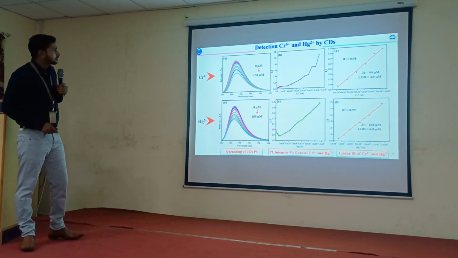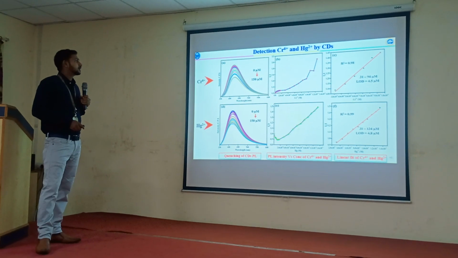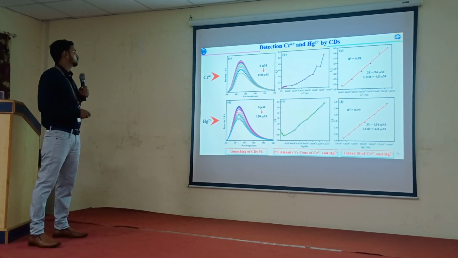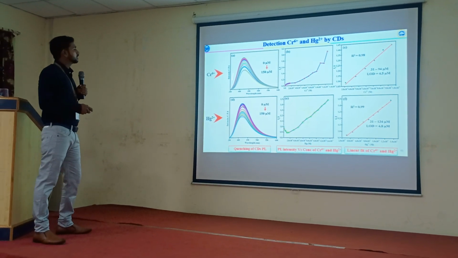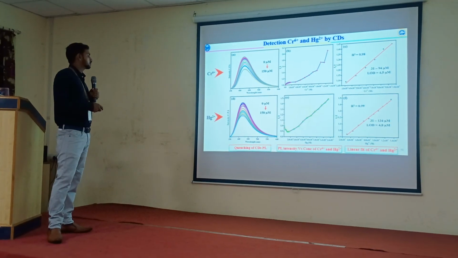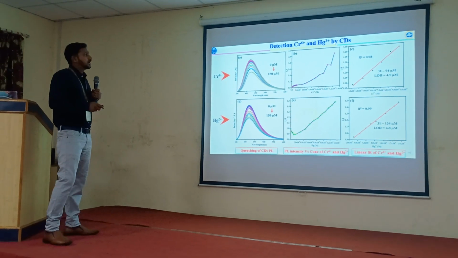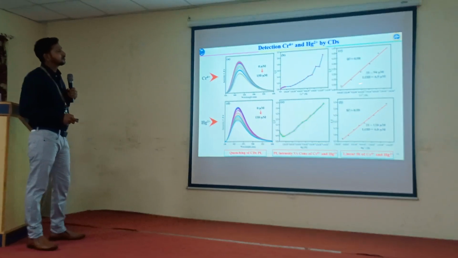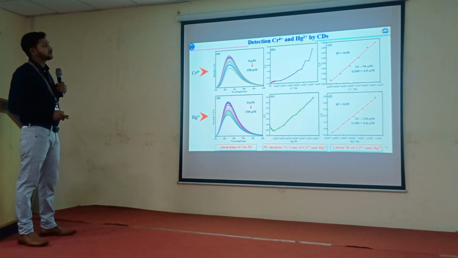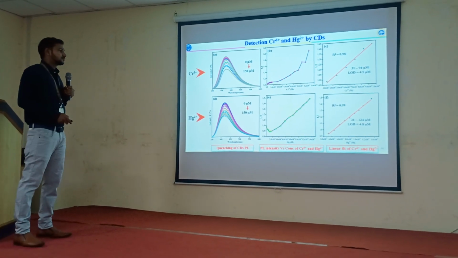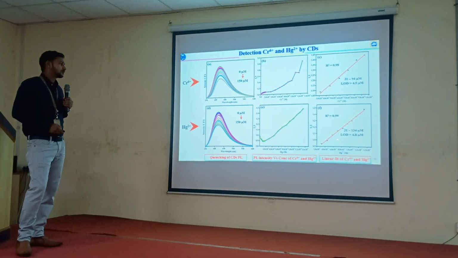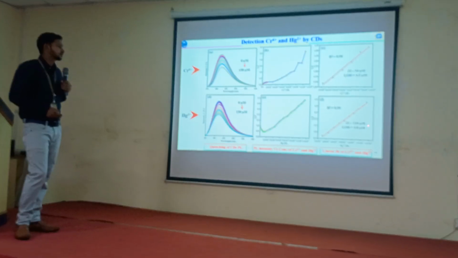And we have also checked the detection behavior of bare carbonate along with the chromium and mercury ions. Here figures A and B represent the quenching plot of carbonates with chromium and mercury, and figure C represents the LOD value of chromium detection, which was 4.5 micromolar, and figure F represents the detection of mercury, with an LOD value of 4.8 micromolar.